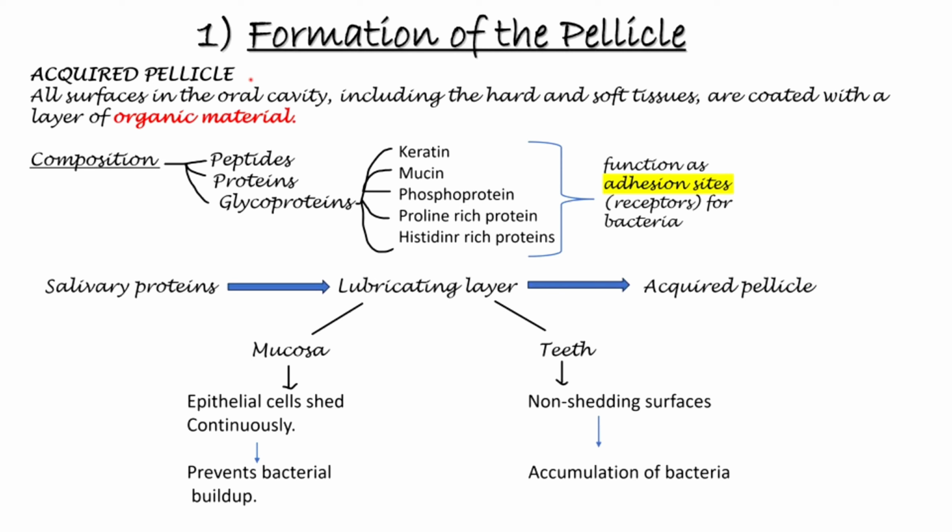What is acquired pellicle? All surfaces in the oral cavity, including hard and soft tissues, are coated with a layer of organic material known as acquired pellicle. The pellicle on tooth surfaces consists of more than 180 peptides, proteins, and glycoproteins. These glycoproteins may be keratins, mucin, phosphoprotein, proline-rich proteins, histidine-rich proteins. These function as adhesion sites or receptors for bacteria.